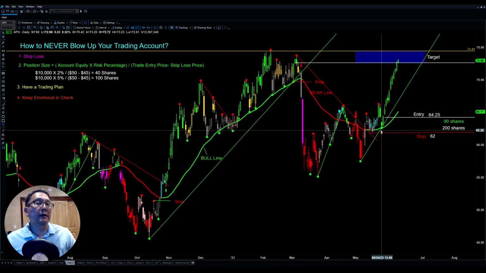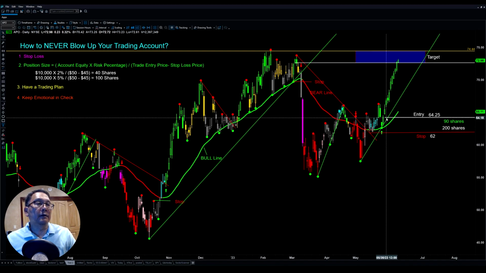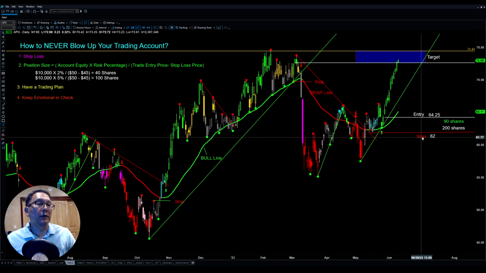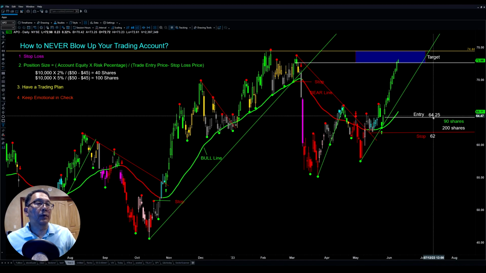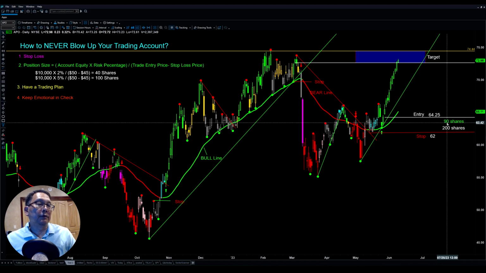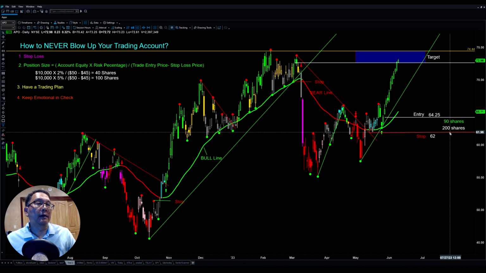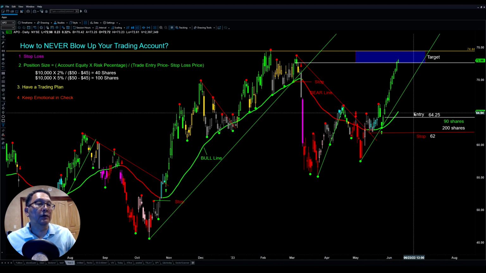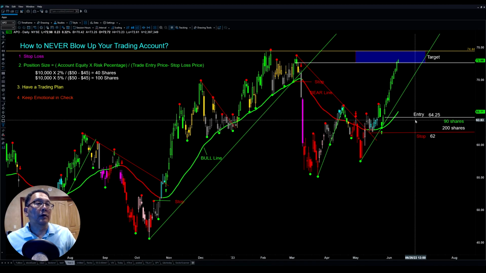So when you get into the trade, you can see that if you enter the trade here at 64.25, your stop loss will be below the swing low here at around $62. So you can see that the difference between the entry price and the stop price is about $2.25. And let's say that if your risk percentage is 2%, you will only be able to buy 90 shares of this stock. But if your risk is 5%, it means that you have $10,000, you're willing to lose $500, and you can buy 200 shares of the APO stock. And then when you get into the trade, you know that this is your risk, about $2.25, and your profit potential is at the next sell zone up here. So that's a good trade.